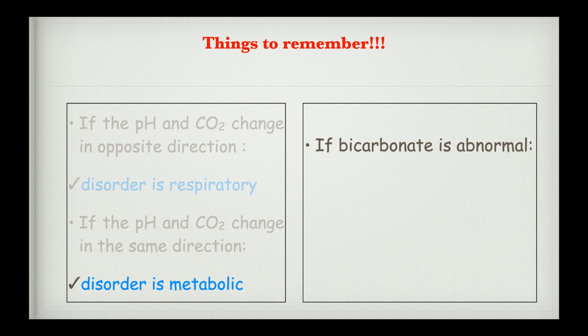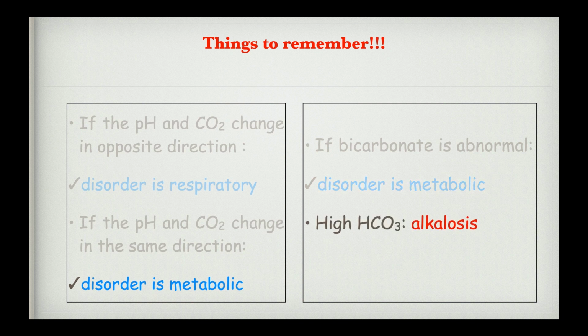Now, if bicarbonate is abnormal, the disorder is metabolic in nature. And if the bicarbonate is high, then we say there is alkalosis, and a low bicarbonate tells us there is acidosis. This is the first thing I want you to have at the back of your mind.